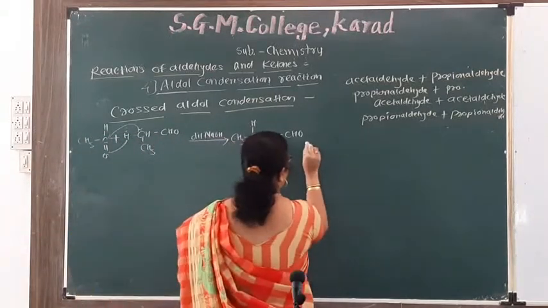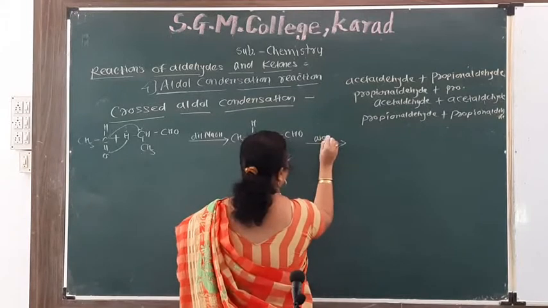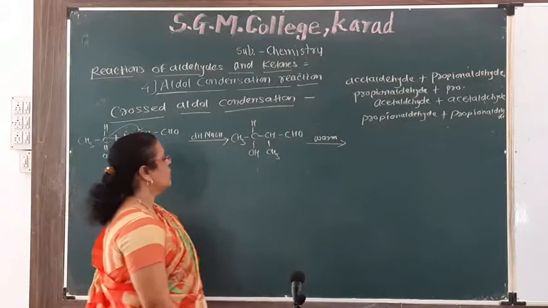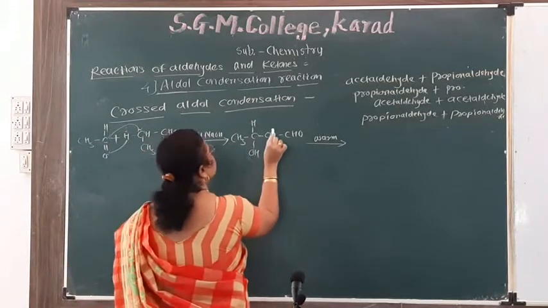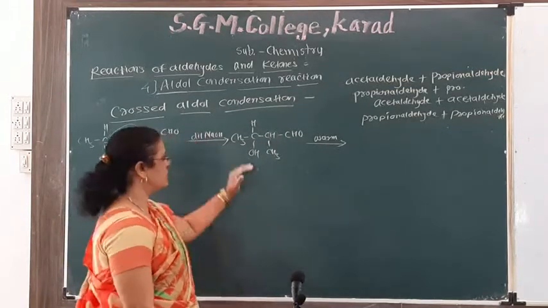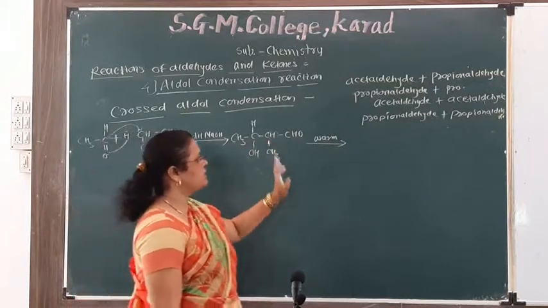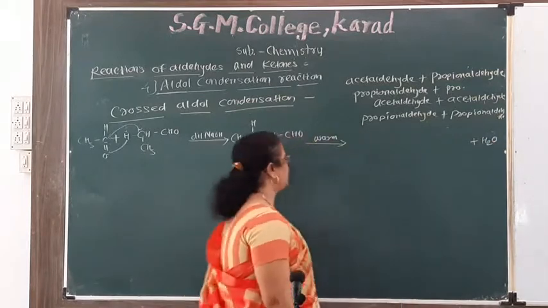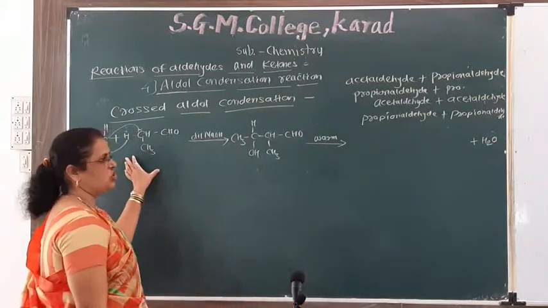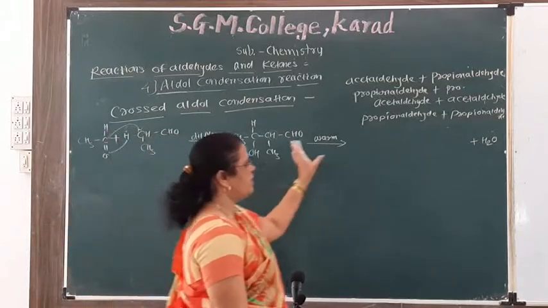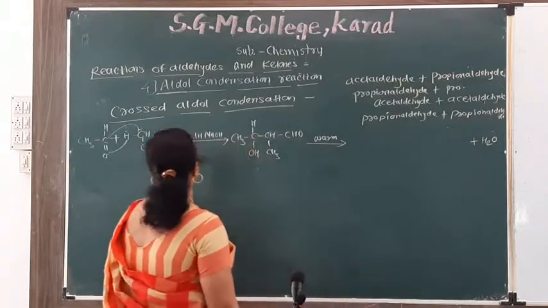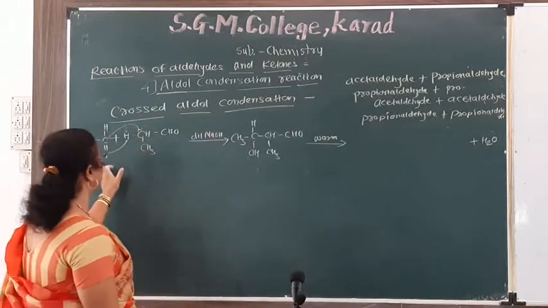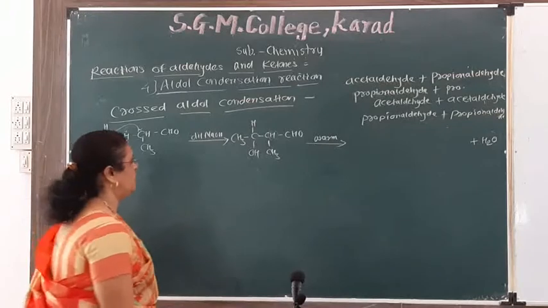Then this compound is warmed with acid. Then a water molecule is eliminated. This OH and H are eliminated, which means elimination takes place. Here nucleophilic addition is the first step, and the second step is elimination. Therefore, this is known as aldol condensation. Here it is crossed aldol condensation because these two molecules are different.